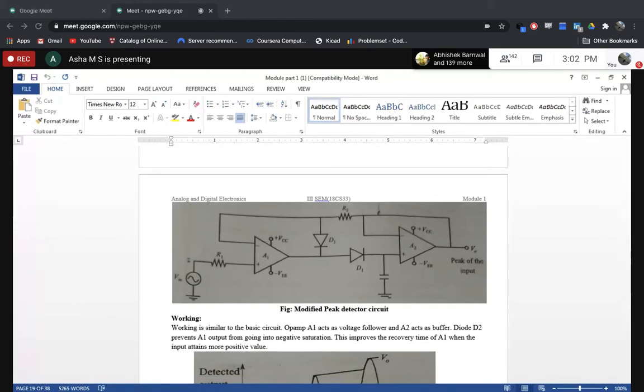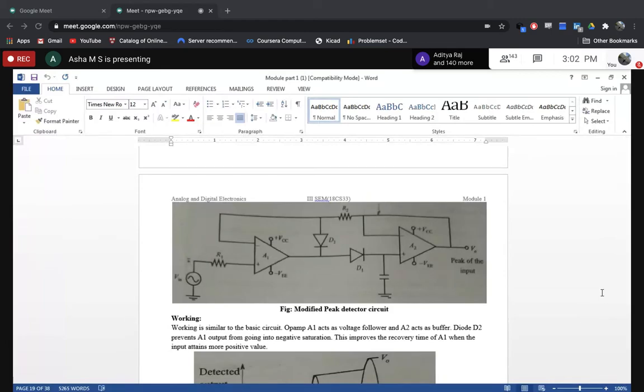So here you can see that basic circuit. Guys, I think it's clear, no? My voice is clear and audible? So guys, let's see this one and let's wind up today's session.